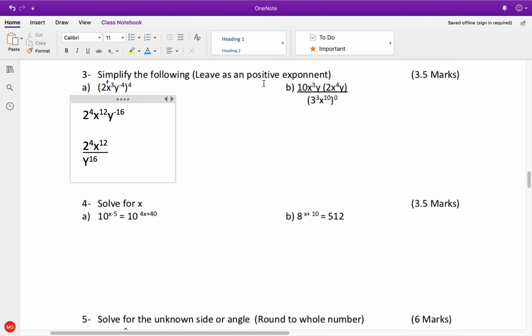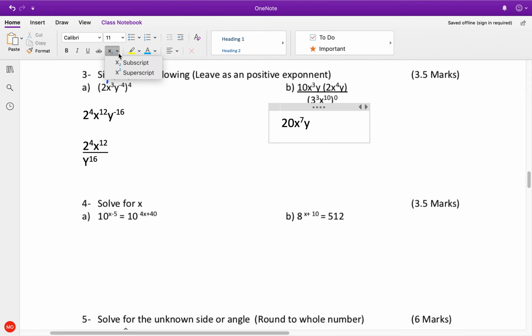Now here, all I have is multiplication. So let's just multiply everything together. Now I don't have similar bases, so I'm just going to multiply. So that's going to be 20, x to the power of 7, and y to the power of 2. Since both of those have 1s on top, it's going to be y to the power of 2.